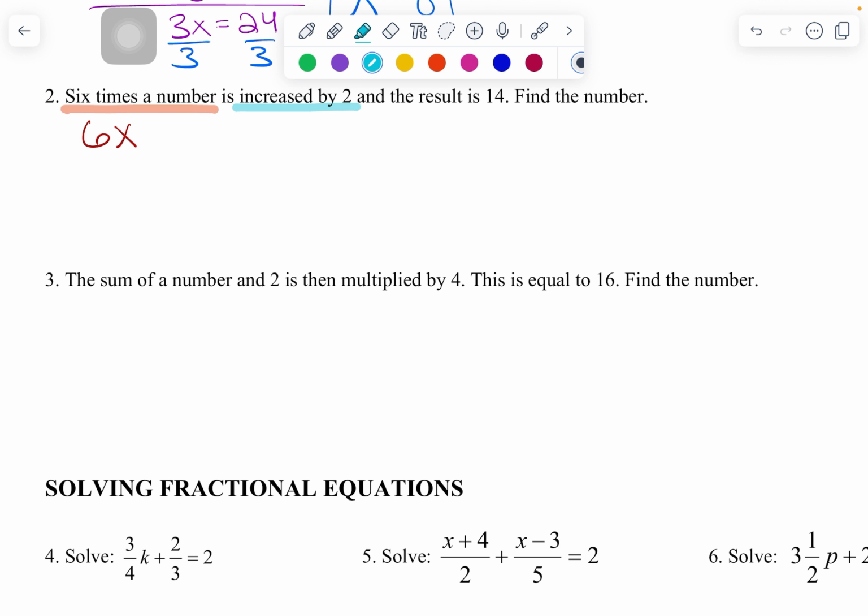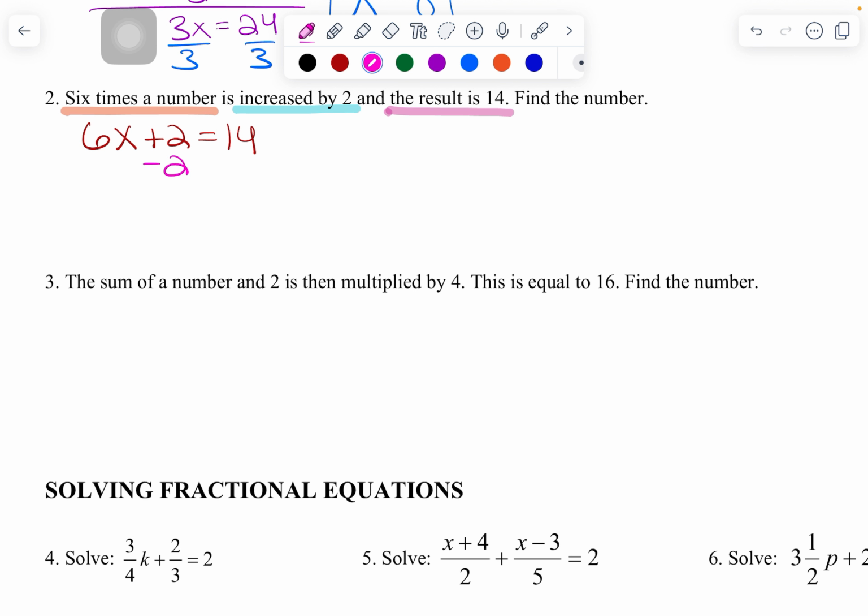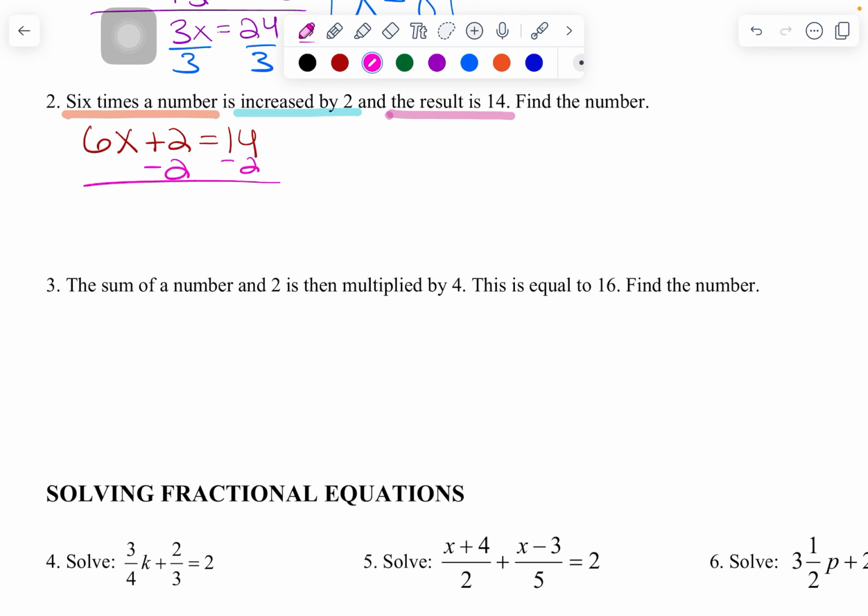This is increased by 2, so increase means I'm going to add 2. Okay, keep going here. The result is 14. So result, so that's going to be my answer here, is 14. So 6x plus 2 equals 14. Let's go ahead and solve it. The inverse to addition is to subtract. So 6x equals 12. Go ahead and divide both sides by 6, and my number in this case is going to be a 2. All right.